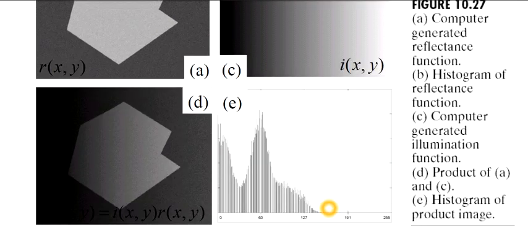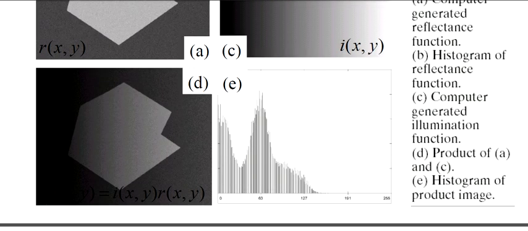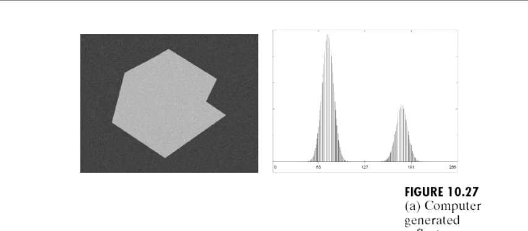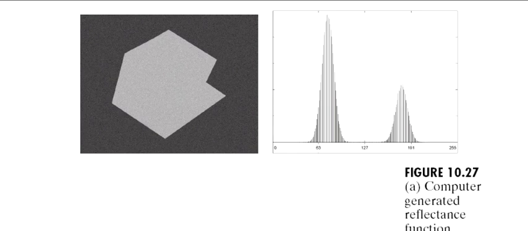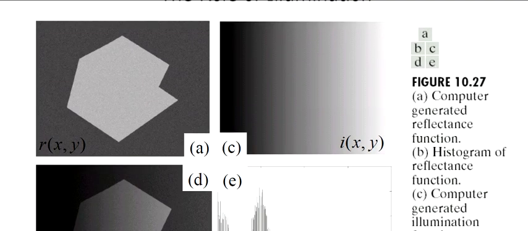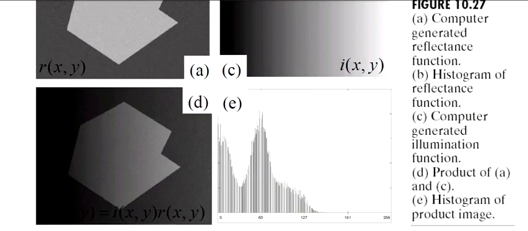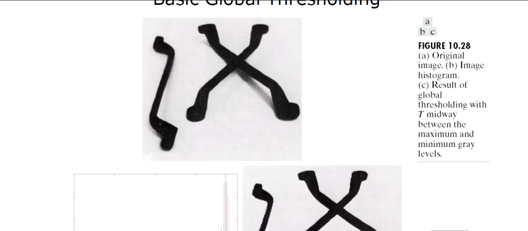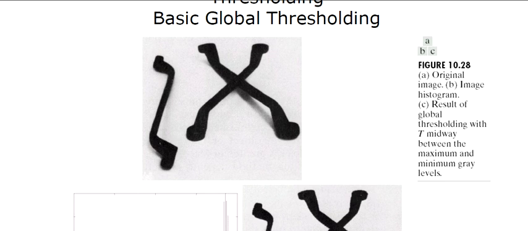One question for you: what differences have you seen in these product images? As you have already seen, the histogram of the image is this one, but we have multiplied it with this generated illumination function, then we got this one. So what is the difference you have seen between this image and this one? Tell me through comment.